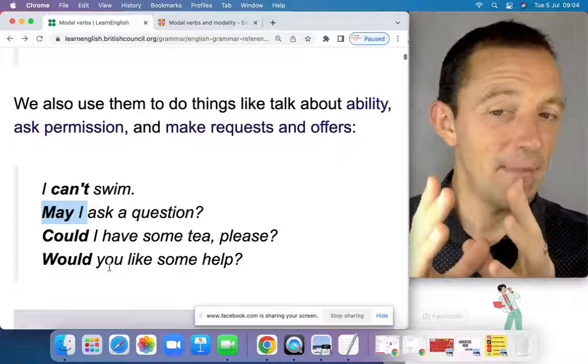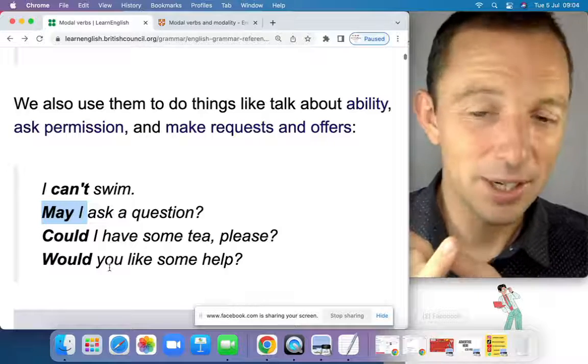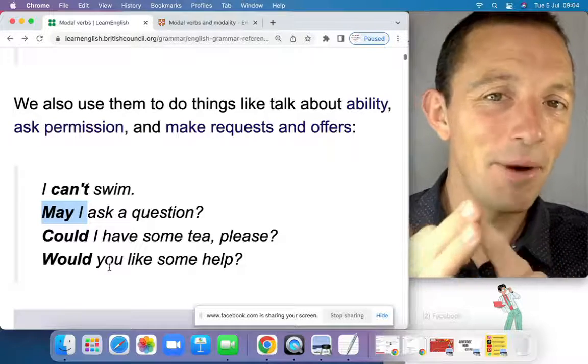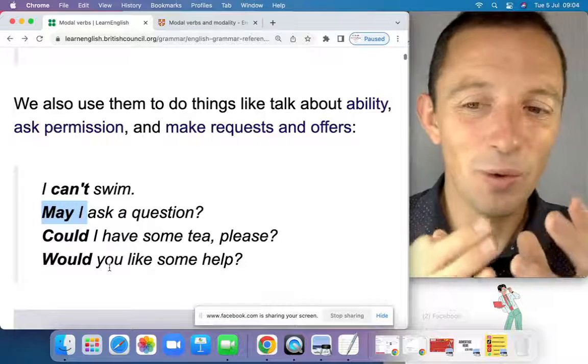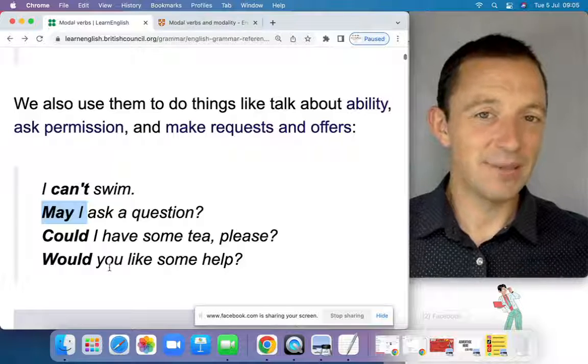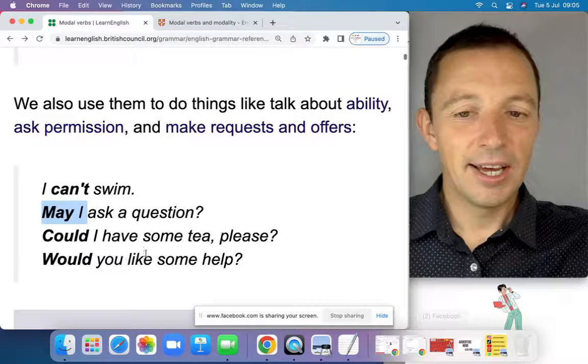This is the same as could I ask a question? Might I ask a question? May I ask? Could I ask? Might I ask? Are all possible ways to ask polite questions with the modal verbs.